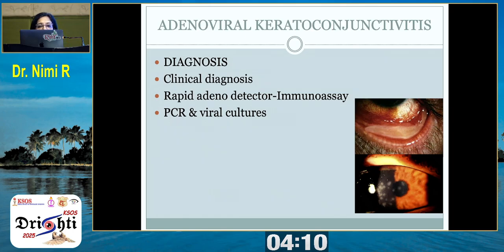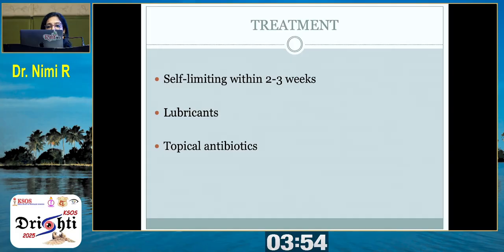Coming to the more common adenoviral keratoconjunctivitis, the diagnosis is clinical. Certain tests like rapid adeno detector, PCR, and viral cultures are all available but not routinely used. Treatment: it is self-limiting within 2 to 3 weeks. It may resolve without any complication. You can start on lubricants and topical antibiotics to prevent secondary bacterial infection.